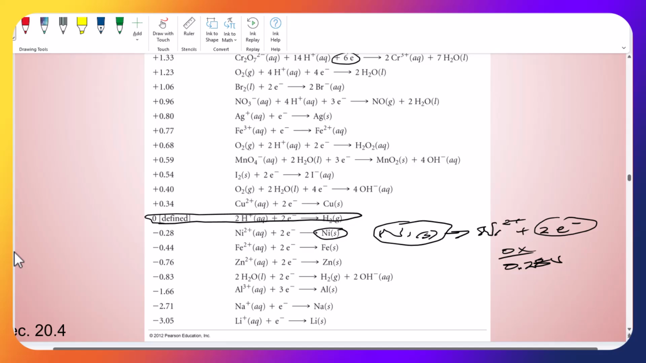For instance, if I took iron 3+ plus an electron to iron 2+, and I reverse that to iron 2+ being oxidized to iron 3+ plus one electron, instead of a positive 0.77 volts, I would say this has a negative 0.77 volts. This is its oxidation potential, which is negative because its reduction potential is positive. Reverse the reaction, you reverse the sign. All right, and we're going to use that coming up here.